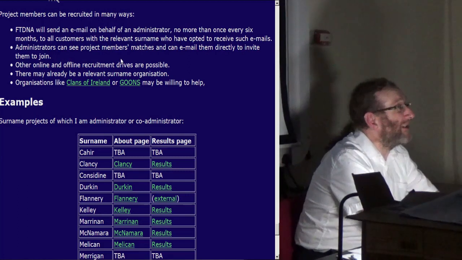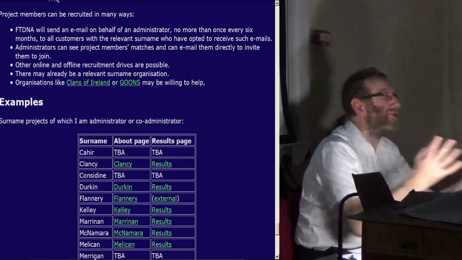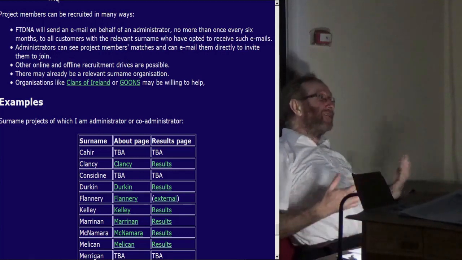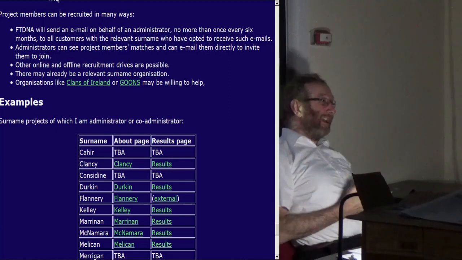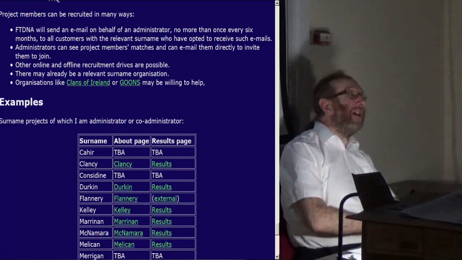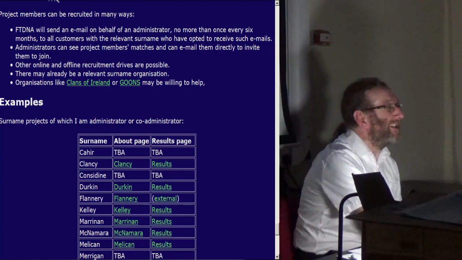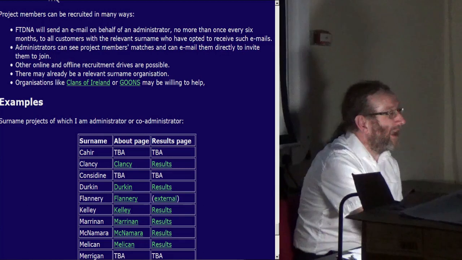You can look at the matches of your project members, and if there's somebody in my Clancy project who has 3 matches who have the surname Clancy who are not on the project, I can email them directly and say, please join the Clancy project. I see you match people who are already in the project. You can use a society like this to recruit people.